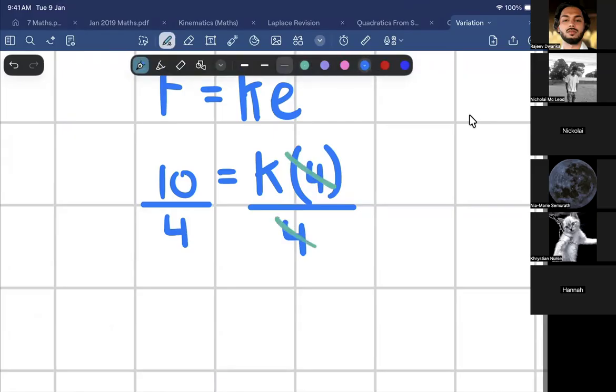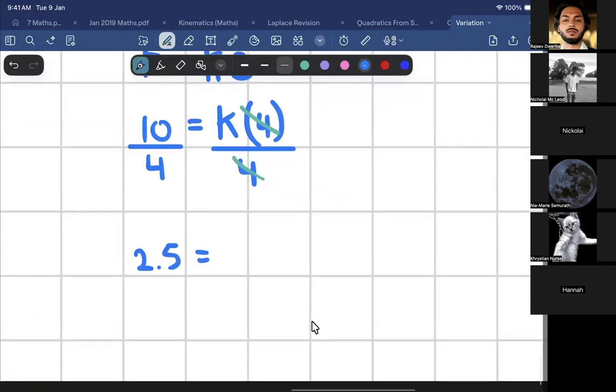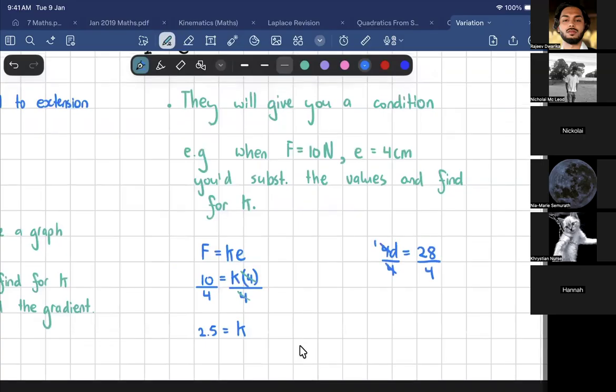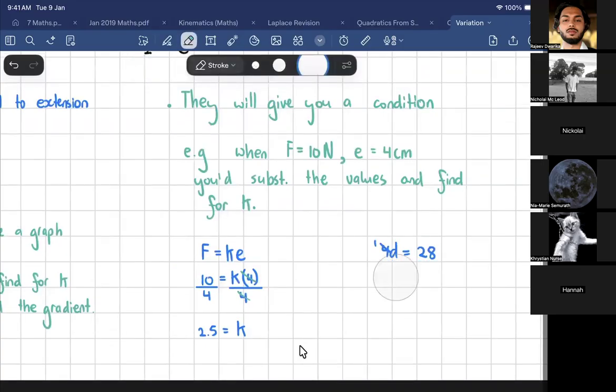So Nikolai, what is 10 over 4? 2.5. So therefore, 2.5 is equal to what? Okay, yep, that's it. Nikolai, was it that hard? Nah, not really.